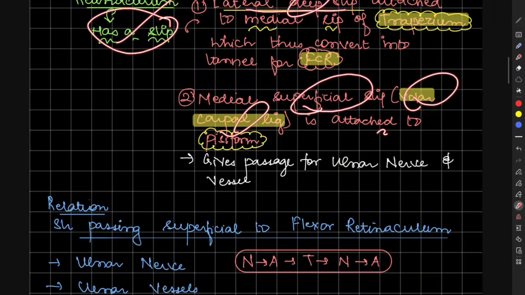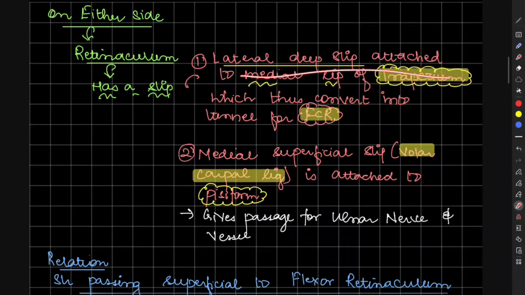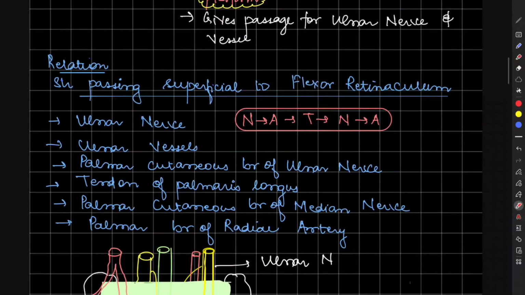Volar carpal ligament attached to the pisiform bone gives passes for the ulnar nerve and vessels. Lateral deep slip attached to the medial lip, which converts it into a tunnel for the flexor carpi radialis. Okay, ये सब तो मैंने ऑलरेडी डायग्राम में समझा दिया है. अगर एक बार थियरी पढ़ोगे तो मन में बैठ जाएगा, इसलिए आई एम जस्ट रीडिंग इट वंस अगेन.